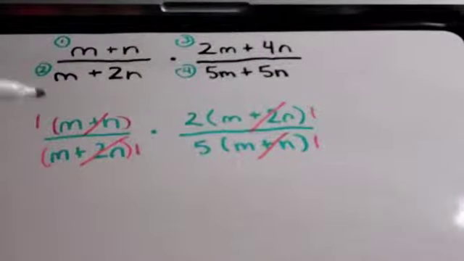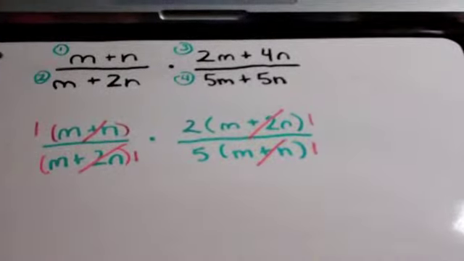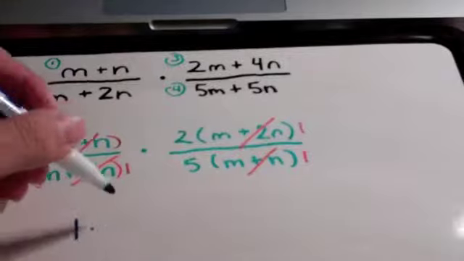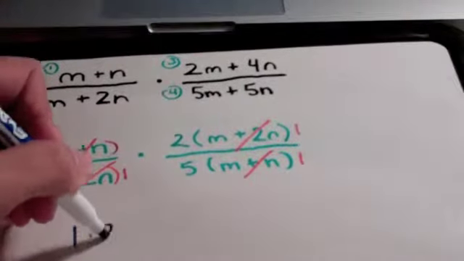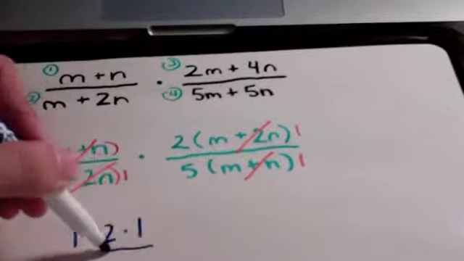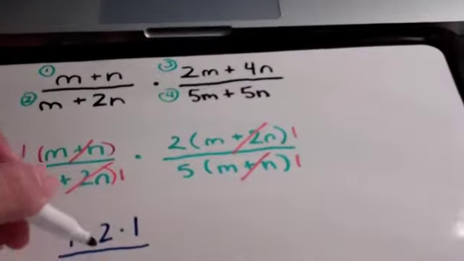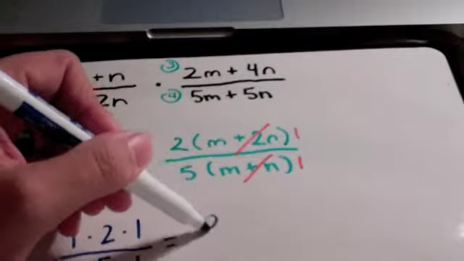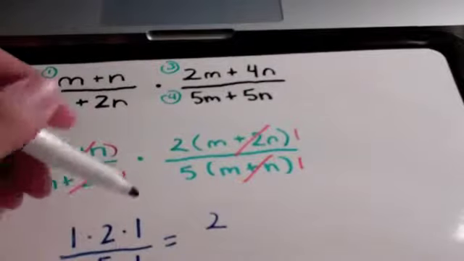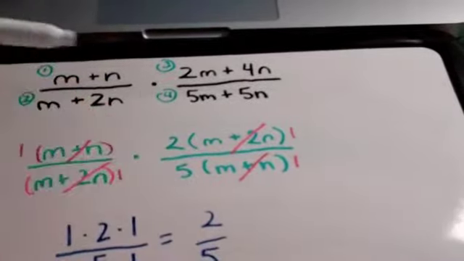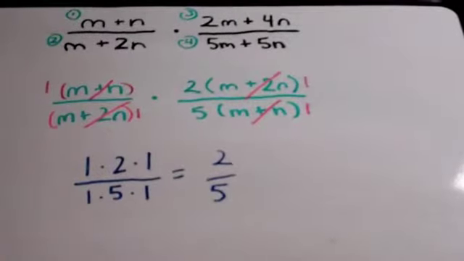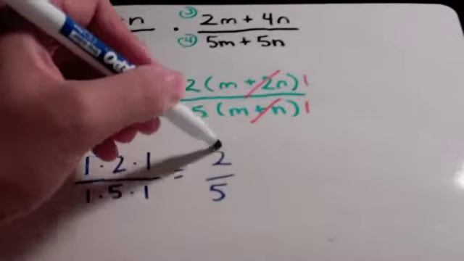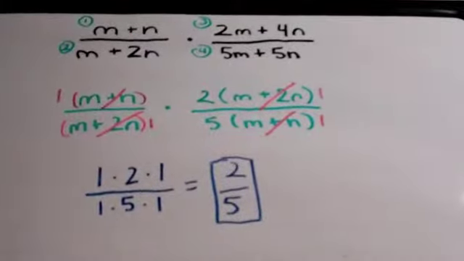After you cancel everything that you can, your next step is going to be to just multiply across. So over here, for the numerator we'll have 1 times 2 times 1 over 1 times 5 times 1. 1 times 2 is 2, times 1 is still 2, and 1 times 5 is 5, times 1 is still 5. Oops, sorry about that. So again, 1 times 2 times 1 is 2, 1 times 5 times 1 is 5, and then 2/5 will be your final answer to this problem.